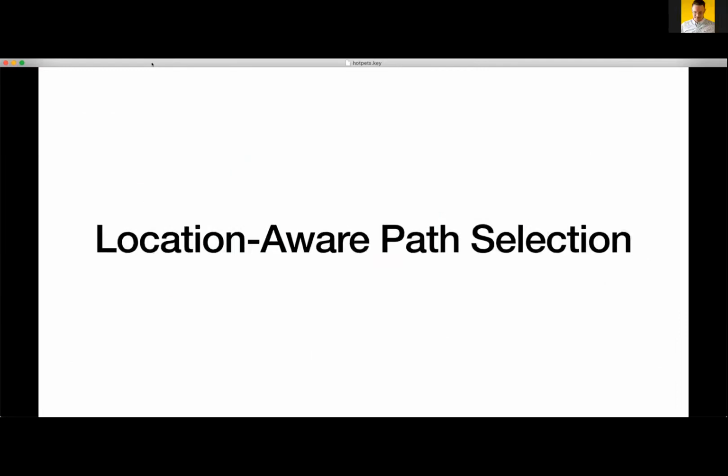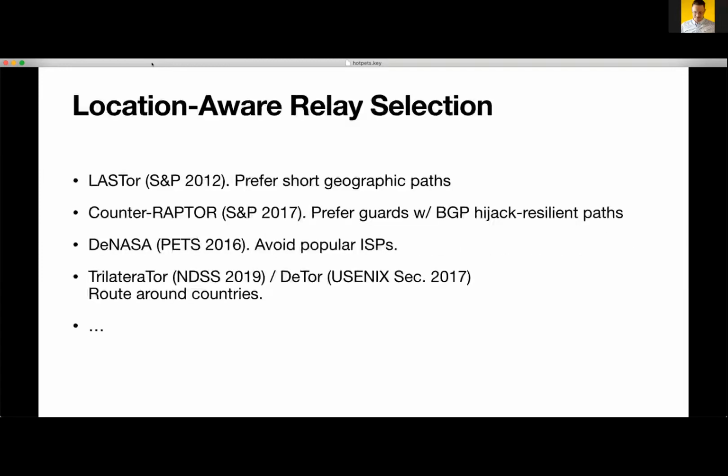In general, we call this idea location-aware path selection because it's a scheme where clients change their circuit construction preferences or relay selection preferences based on where they're coming from. So location here is kind of a general notion. It could mean either the location in the world or also could mean their location in a network. And there have been a lot of works exploring location-aware relay selection, probably over a decade of research, and we can do some really cool things with it.